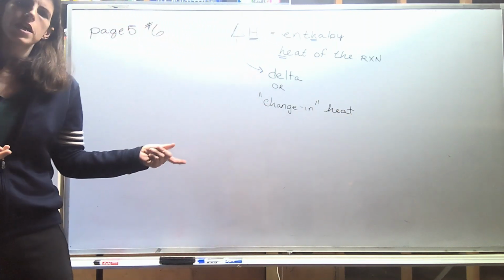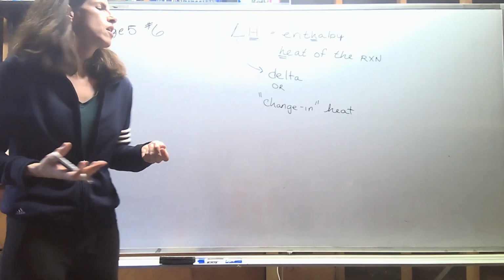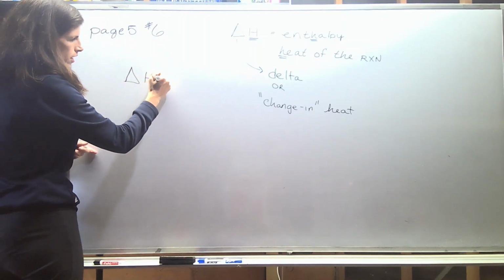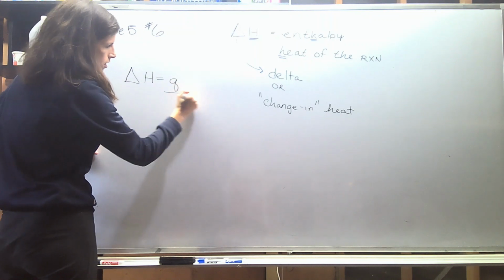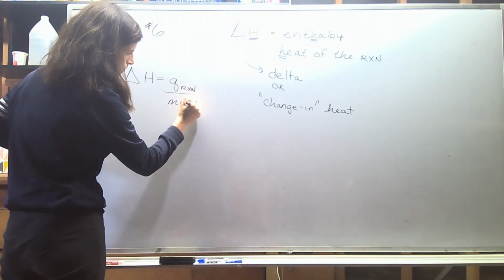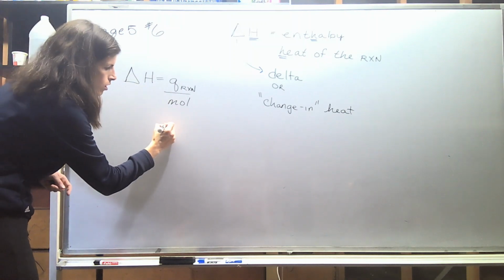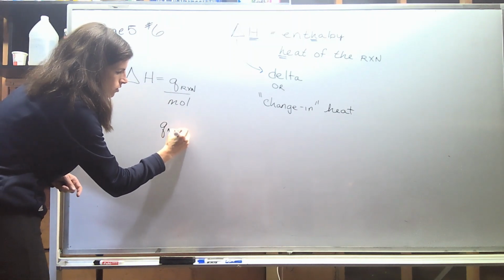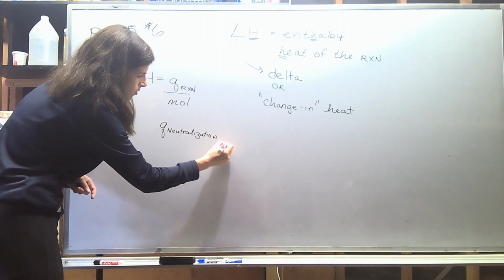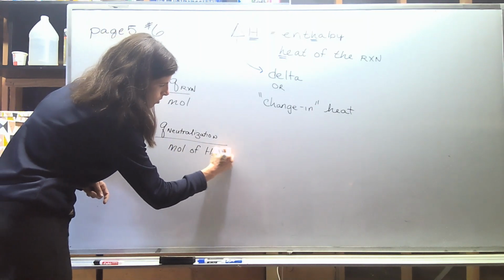The signs for delta H go along with the signs for Q, the same Q that we've been calculating. And that's because delta H is Q for the reaction divided by moles. In this problem, they're very specific. So we're figuring out Q of neutralization, and we're going to divide it by moles of H2O formed.